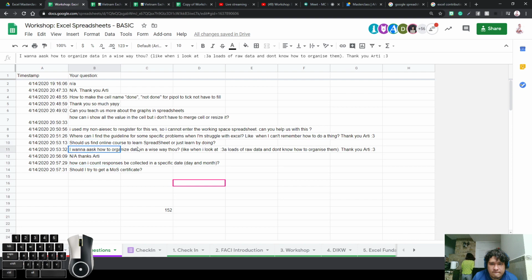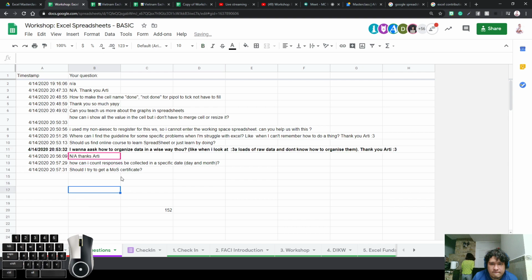I want to ask, how do you organize data in a wise way? When I look at your rows, I don't know how to organize. So I respect the columns and I respect the rows, and basically I take a decision. Right now I'm answering this question because you asked. So I basically take a decision.